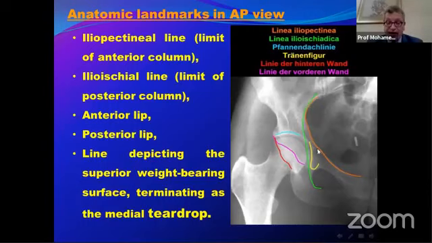This is the iliopectineal line representing the anterior column. This is the ilioischial line, the green line, representing the posterior column. This is the anterior lip of the anterior wall, and this is the posterior lip, and the line depicting the superior weight-bearing surface terminating as the medial teardrop. The teardrop is very important.